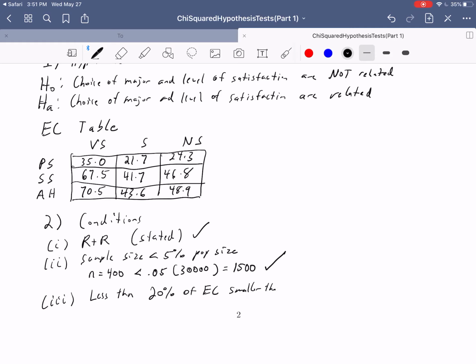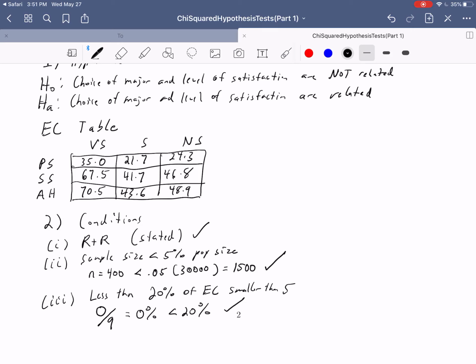smaller than 5. So let's look at our expected counts. They're right here. We built 1, 2, 3, 4, 5, 6, 7, 8, 9 different expected counts. The lowest expected count we got was 21.7. None of them were smaller than 5, so we're all good. If you want to write that out mathematically, we'd say that we had 0 expected counts out of 9 expected counts were less than 5. That's 0%, which is less than 20%, so we are all good.